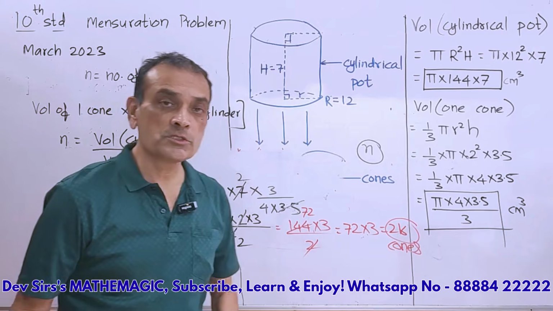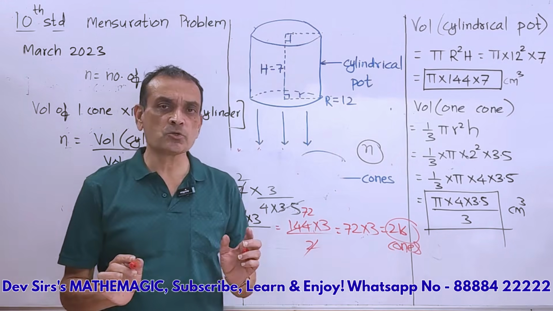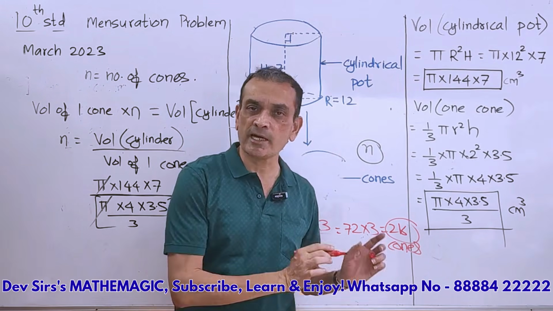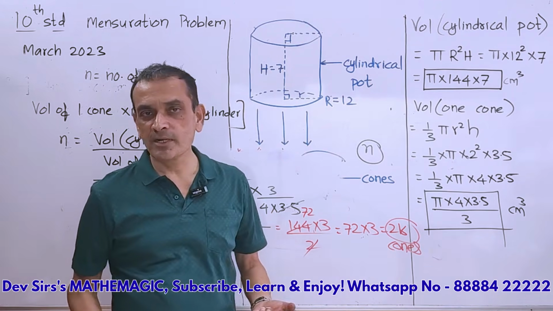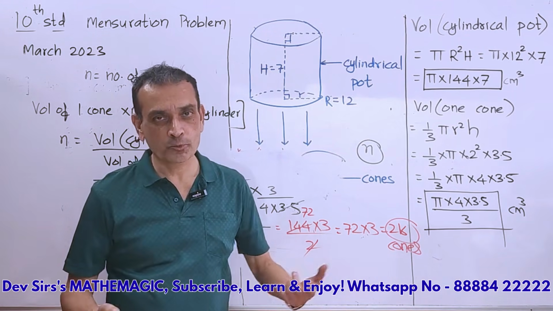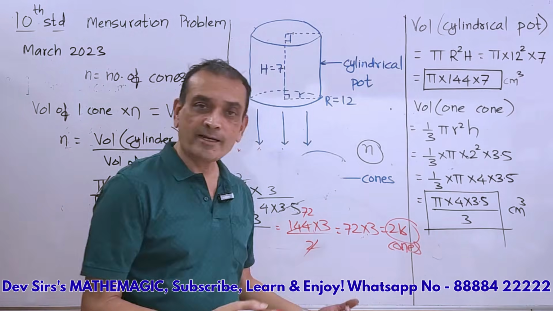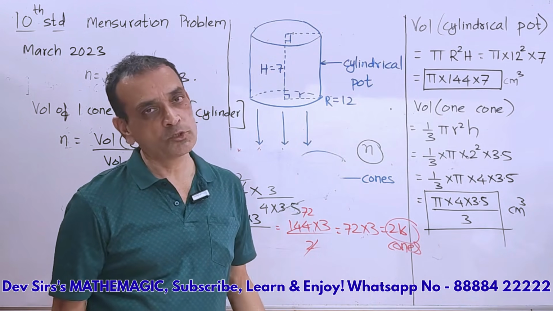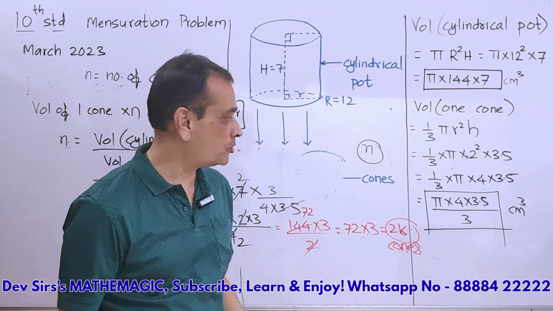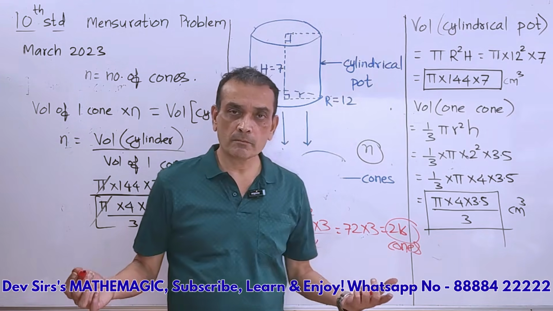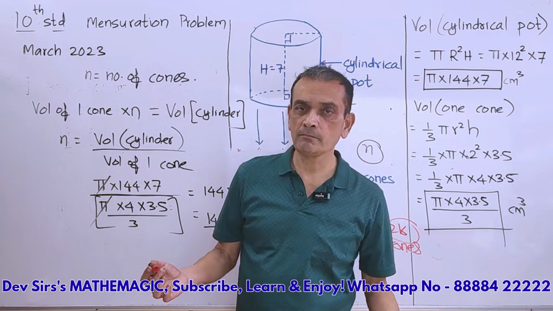Now 216 cones means the ice cream was distributed to 216 students. Quite simple, isn't it? Interesting. I hope so. Try it again. It was asked 3 years back for 4 marks. It can be asked again, I don't know. But good one. Good problem.